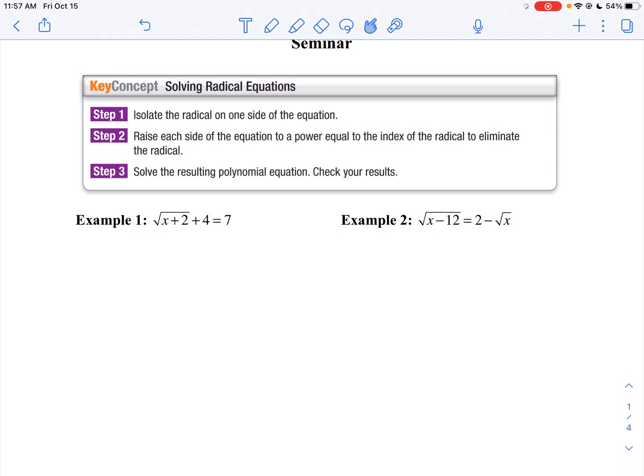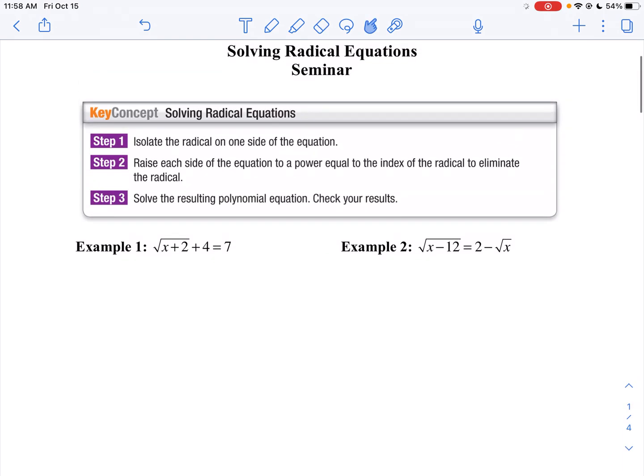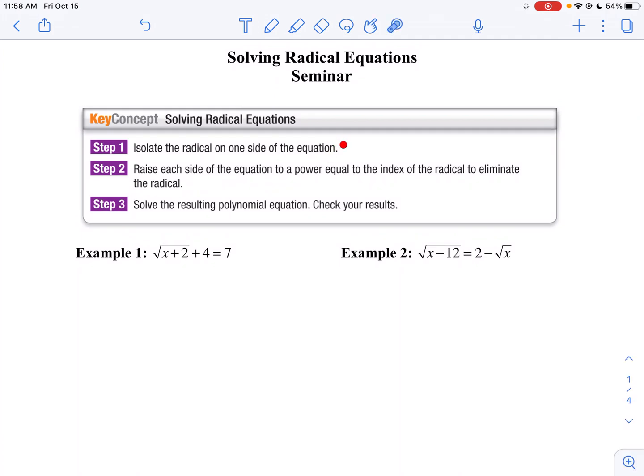Step by step, to solve a radical equation, first you get the radical by itself on one side. After you do that, we raise each side to a power to get rid of the radical. Like the inverse operation of square root would be square, the inverse operation of cube root would be cubing, and so on. Then solve the resulting equation.